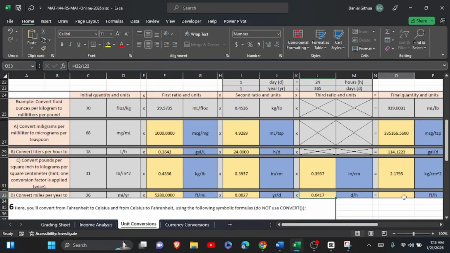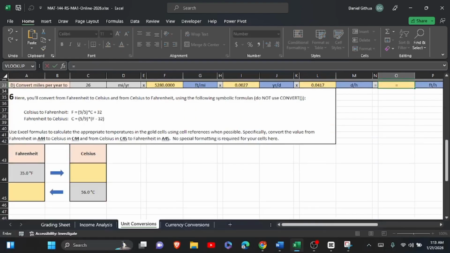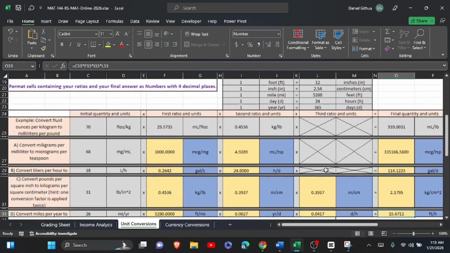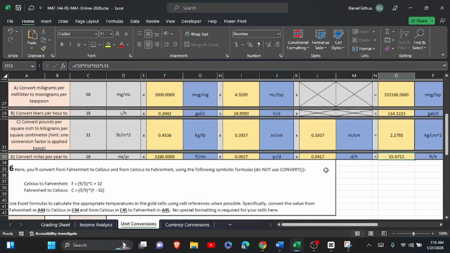Yes, and finally we multiply them to get the final. So multiply this one times this one times this one times this one and enter, and that's the final product. And that's how we do that part of the question.